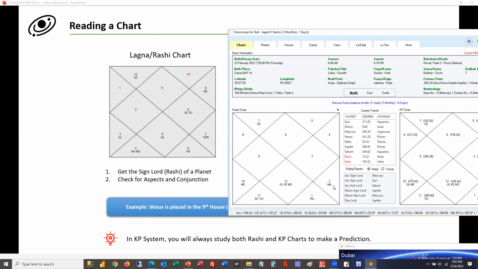So you will always get the Rashi of a planet from the Rashi chart. And the Rashi chart is also used to understand aspects and conjunction. I will get to that in the next few slides, but these 2 reasons that I mentioned here are the only 2 reasons why we need the Rashi chart. One is to understand which Rashi the planet is in, and the second one is to check the aspects and conjunction.